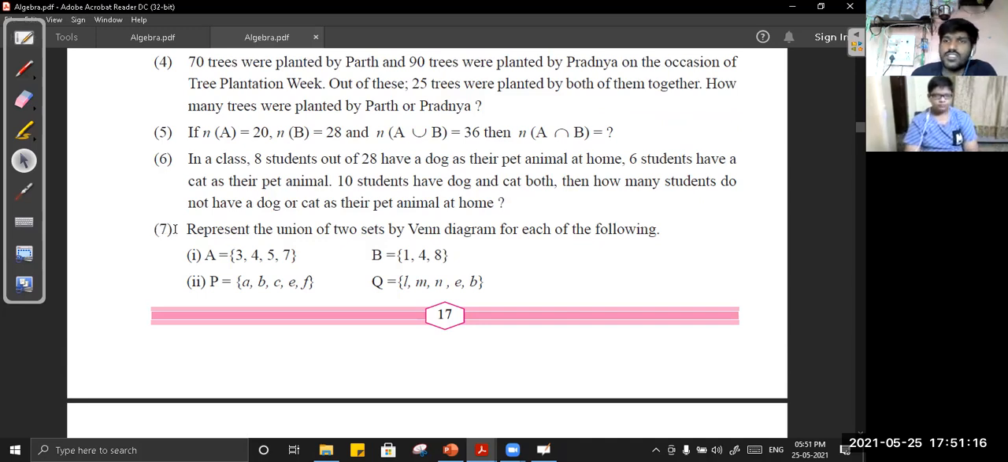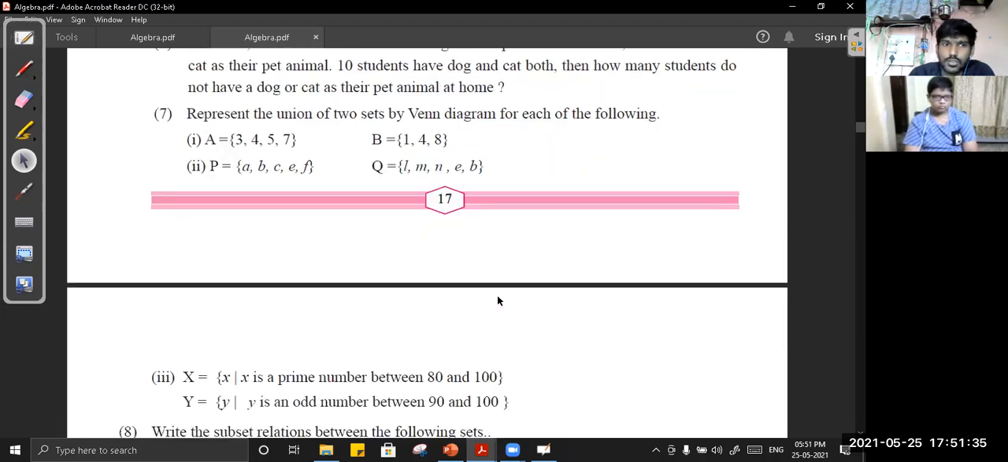Seventh one is also very easy. I'm sure you're able to do this also. It says represent the union of two sets by Venn diagram for each of the following. You have to just draw the Venn diagram. So this is A and B. First for A and B, then for P and Q, Venn diagram. So this also you'll be able to do.